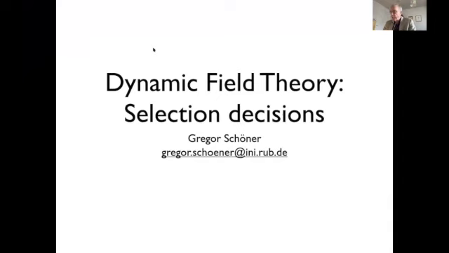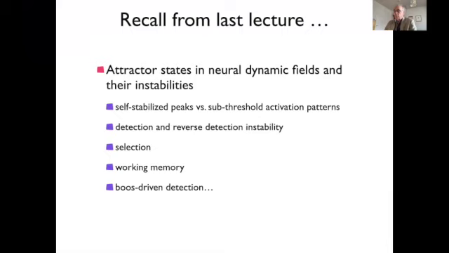So welcome to the session on how selection decisions are made in dynamical field theory. And I'll just begin by recalling from last lecture the attractor states of the neurodynamics that we saw: the self-stabilized peaks that are instances of representation, the units of representation we're using, versus the sub-threshold activation patterns that don't impact on anything else.